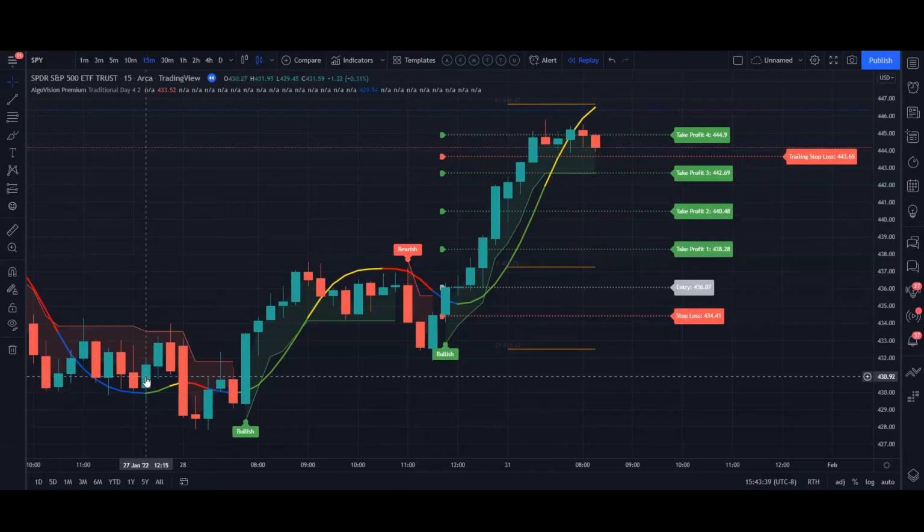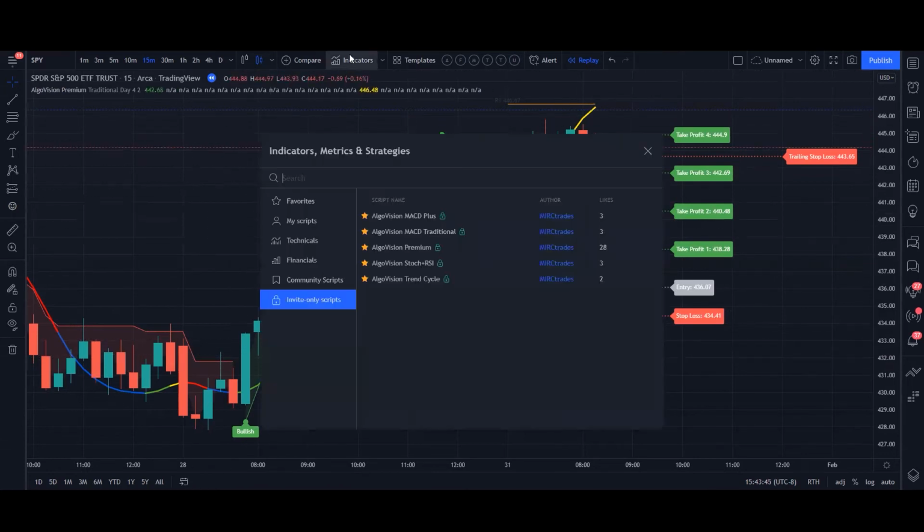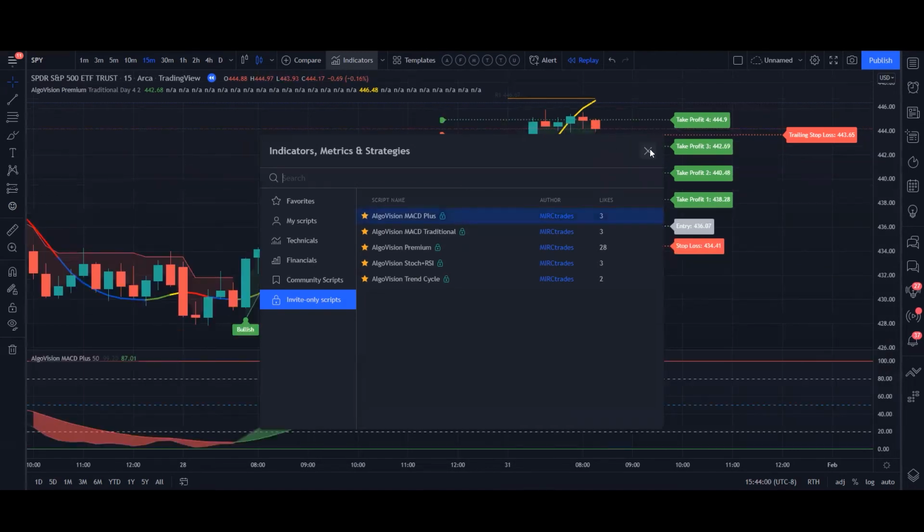Let us take a look at the different indicators that can be used in tandem with AlgoVision. The first one we're going to be looking at is the MACD. And by the way, each of these indicators that you're seeing here come in a package with the AlgoVision, so you will have these ones that are optimized just to work in tandem with the algorithm in general. So let's go ahead and select AlgoVision MACD Plus.